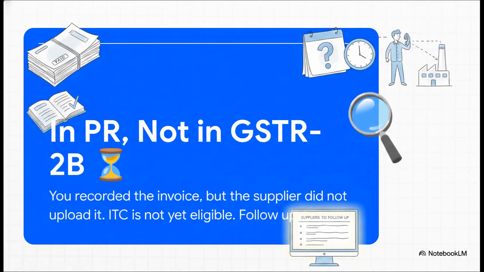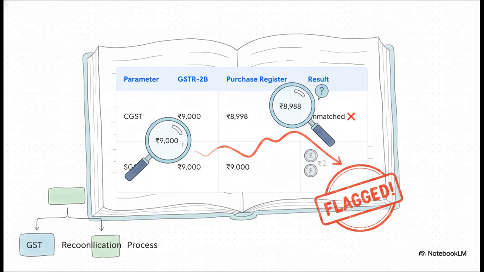And finally, the flip side of that, which happens all the time. You have the invoice, you've put it in your books, but it's not showing up in your GSTR-2B. What does that mean? It means your supplier hasn't filed it yet, and until they do, you are not eligible to claim that ITC. This tool gives you a clean, simple list of exactly which suppliers you need to follow up with.